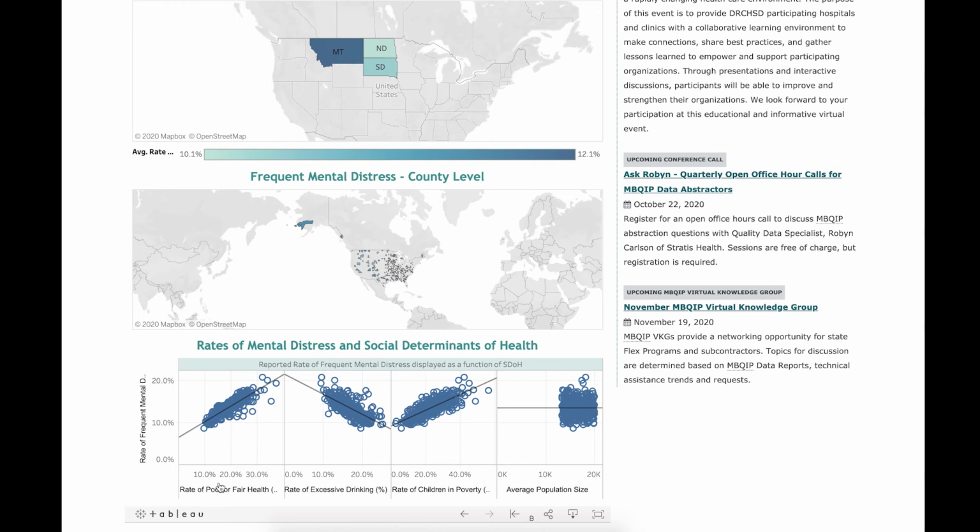On the x-axis, we see that as the rate of poor or fair health increases, so does the rate of frequent mental distress. By hovering over the trend line, we see that this positive correlation appears to be significant.